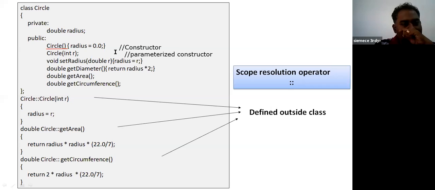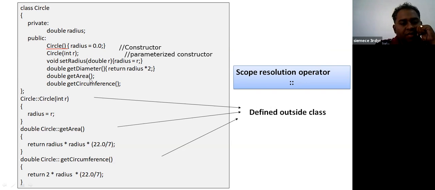See, here also there is a circle. So this is a default constructor. That is the reason the radius value is 0.0. And this is the parameterized constructor, which means the value can be set, and a parameter is also provided here. Then there are some methods, like void setRadius(double), and then getDiameter and getArea.